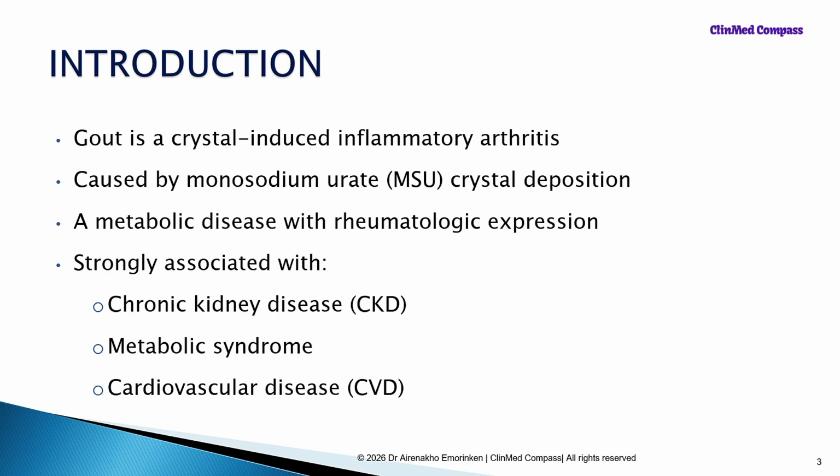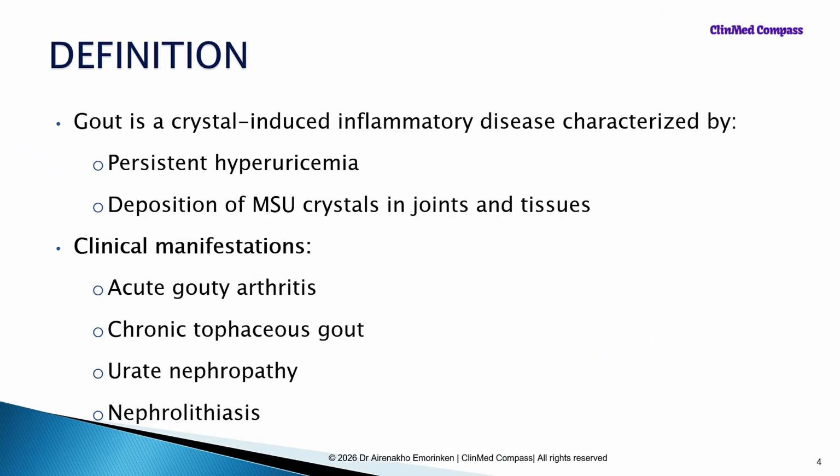Clinically, gout is strongly associated with chronic kidney disease, metabolic syndrome, and cardiovascular disease. So, whenever you see a patient with gout, you should think beyond the joint and assess the patient's kidneys, blood pressure, lipids, weight, and overall cardiovascular risk.